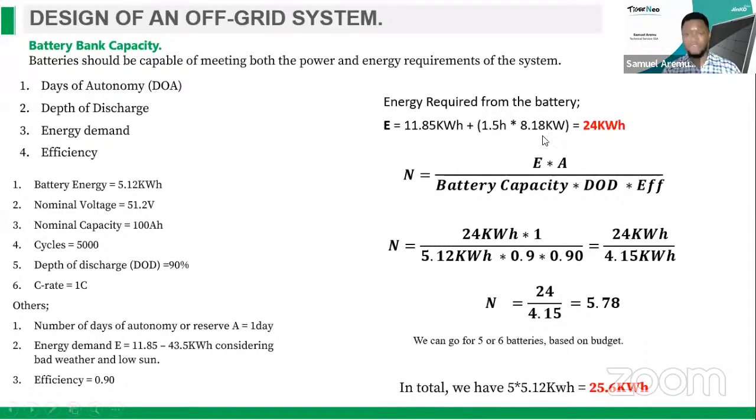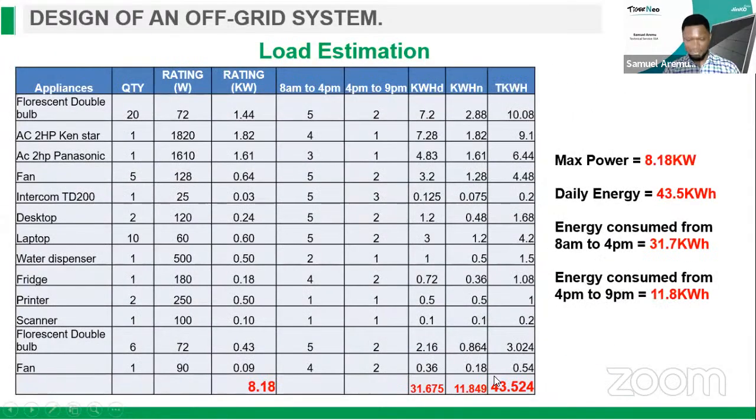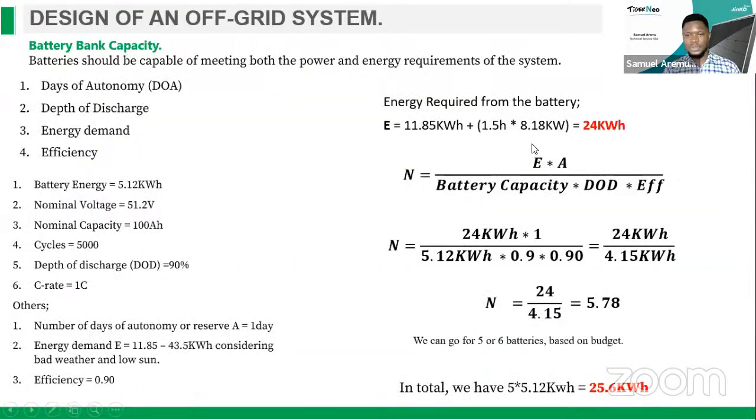Like I said in this formula here, the energy required from the battery will be 11.85, which is the nighttime consumption. Permit me to go back. Like I said, nighttime consumption is 11.85, and remember that the maximum power is 8.18 kilowatts. I want my battery to also cover 1 hour 30 minutes during the day when there's no sun, or no energy produced from the solar panels. So I want my battery to cover at least 1 hour 30 minutes of maximum capacity, which is 8.1 kilowatts. In total, the energy required from my battery will be 24 kilowatt hours.